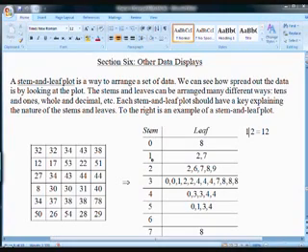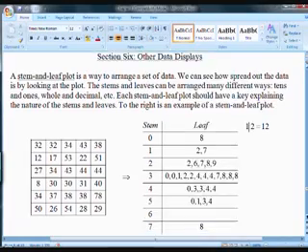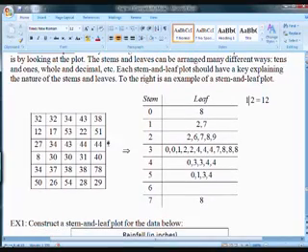You can have the stems being the tens and the leaves being the ones. You can have the whole and decimal, where the stem is the whole number and the leaves are the decimals, and so on and so forth. Each stem and leaf plot should have a key explaining the nature of the stems and leaves. Below is an example of a stem and leaf plot. We took this group of numbers, and again, a stem and leaf plot is simply a way of organizing numbers.